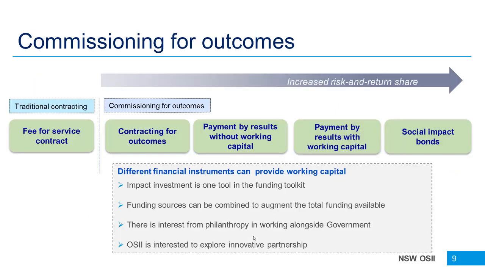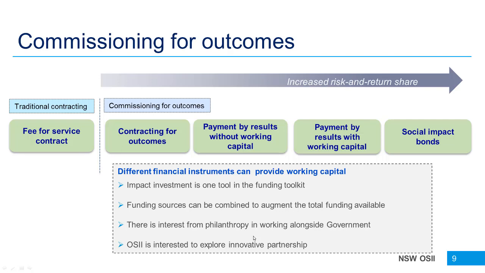Let's take a look at social impact investment in more detail. Essentially, social impact investment is a form of commissioning for outcomes. It removes us away from traditional government contracting or fee-for-services into a range of different outcomes-based contracting arrangements. There is a spectrum of products associated with social impact investment, from contracting for outcomes and payment by results contracts to our more complicated and complex social benefit bonds.